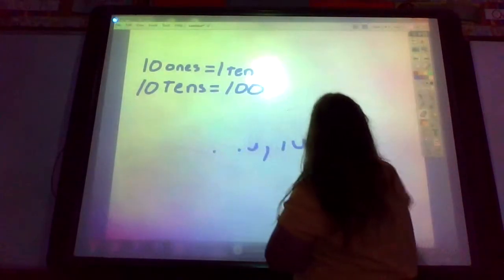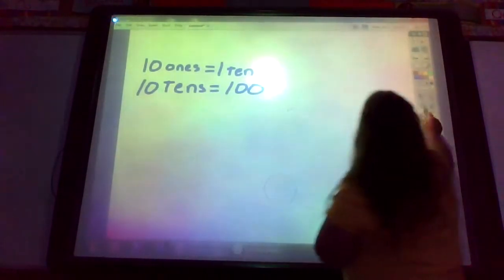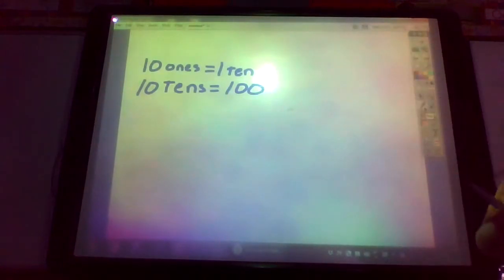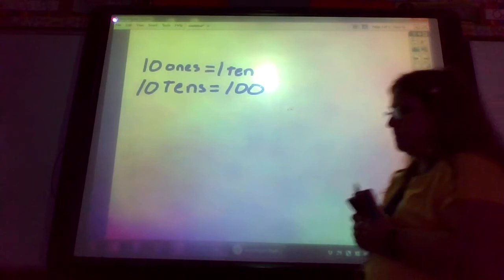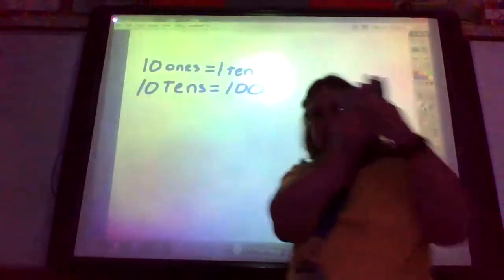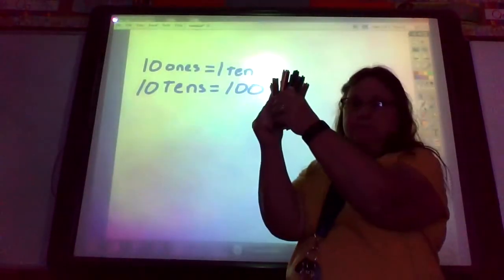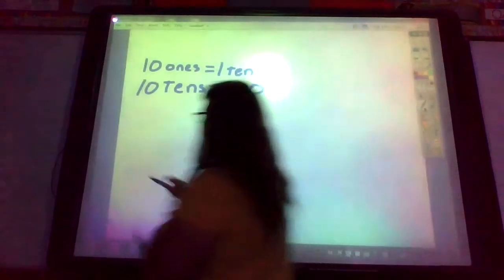10 tens equals 100. So, now we know 10 ones equals a 10. 10 tens equals 100. Well, if I had a bundle of 10, that would be 100.